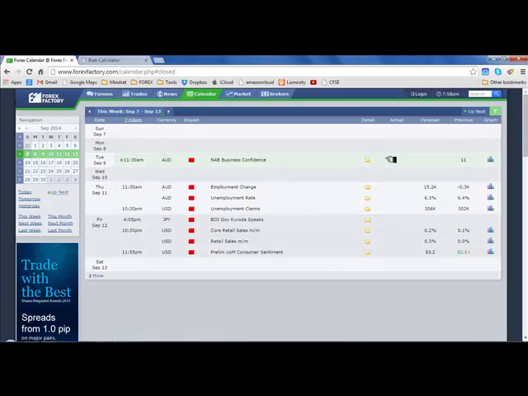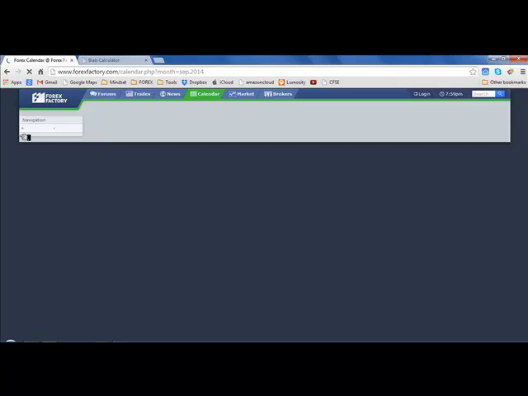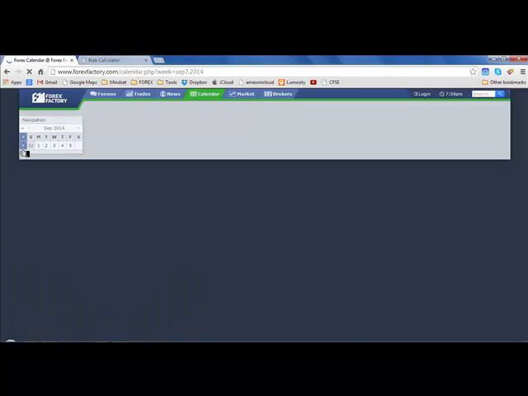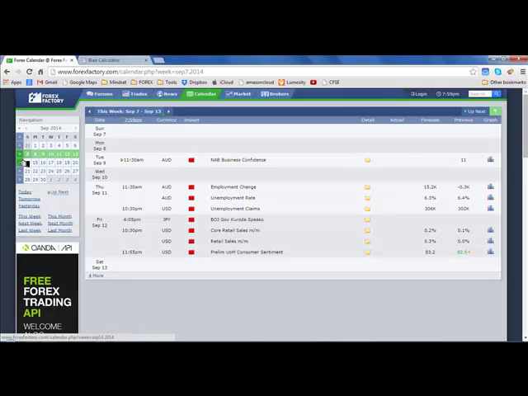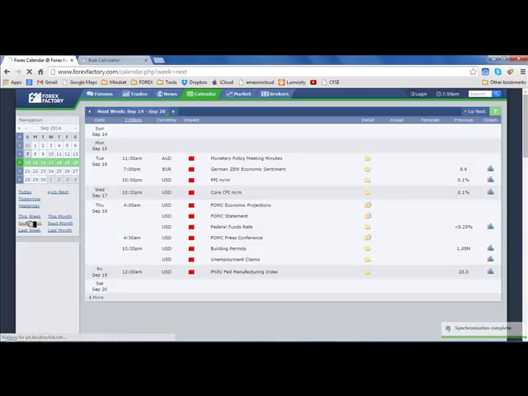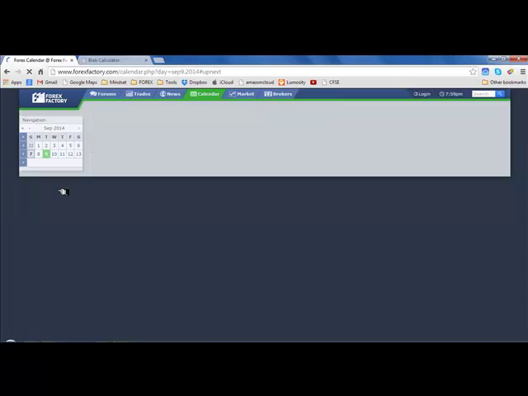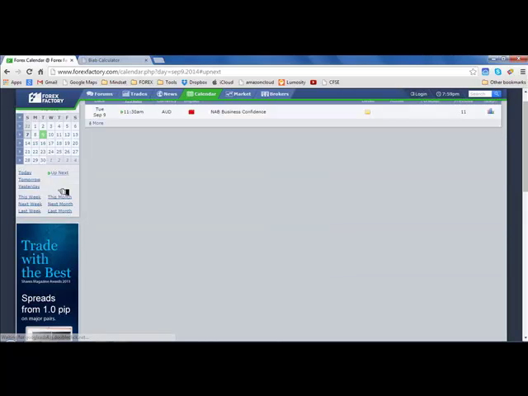Now you can look at news in a number of different ways. You can look at the whole month. You could look at the specific week. You could look at the next week, or just what's up next. It's up to you how you want to do it.